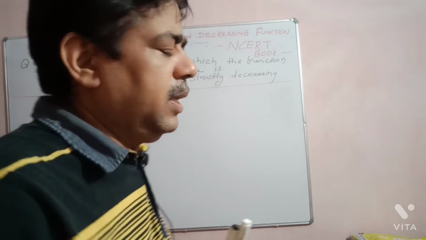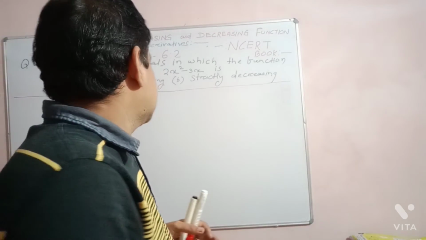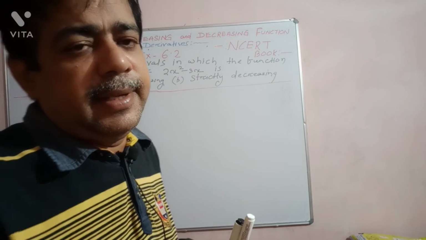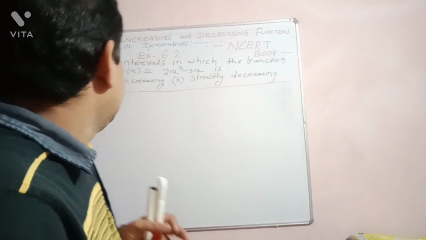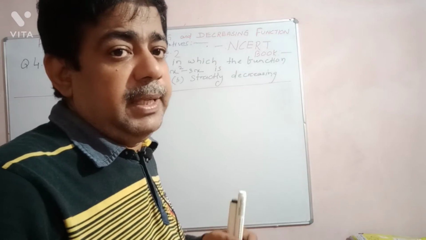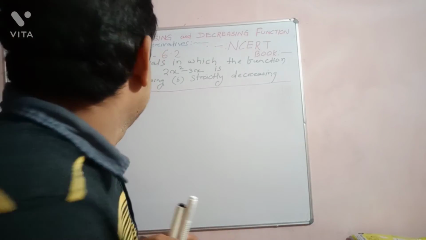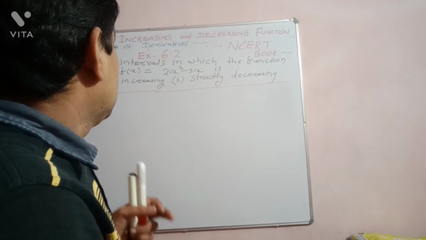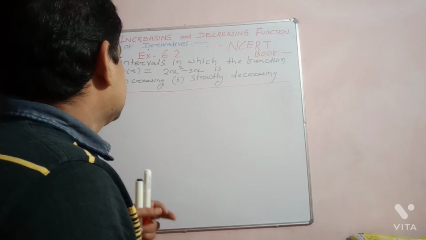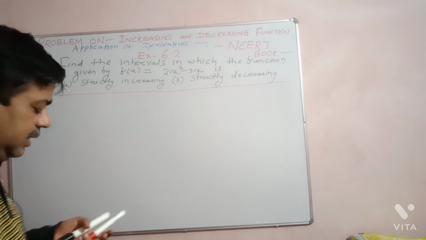It is a polynomial function given, and in this function we have to find the interval. What is the question? Let's see. Find the intervals in which the function f given by f(x) = 2x² − 3x is, part A, strictly increasing, part B, strictly decreasing. Understand? We have to find in which interval the function is strictly increasing and in which interval the function is strictly decreasing. Let's see.